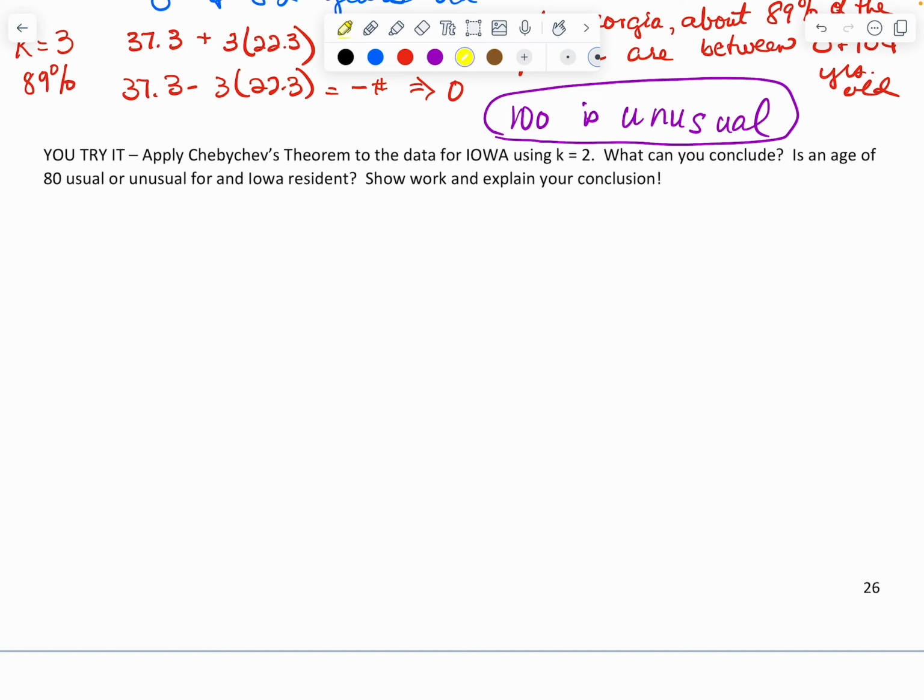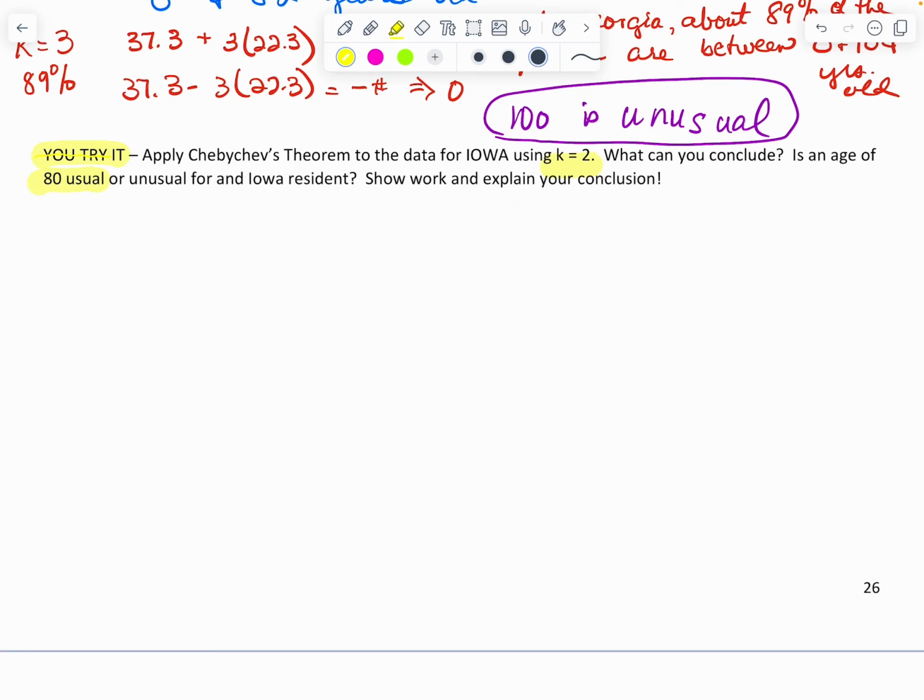All right, and that takes us to the last Try It for you. Use Iowa's data for k equals 2 and see what you can conclude. Is the age of 80 usual or unusual for Iowa residents? So this time, you're just going to see when k is 2, is 80 unusual? Find that standard deviation, see what happens, draw your conclusion, and then tell me if 80 is usual or unusual.